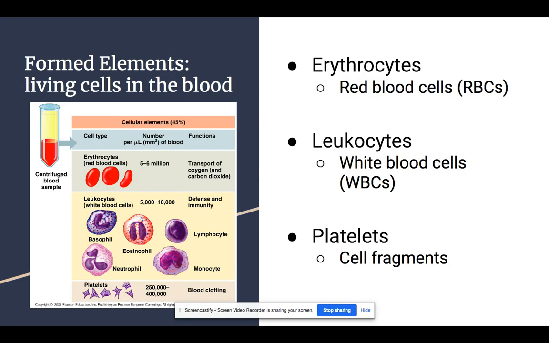And now let's go on to the formed elements. So again, the formed elements are going to be the living cells that are found within the blood. And there's 3 different components of the formed elements. There's the erythrocytes, or again, those that are called the red blood cells, the leukocytes, otherwise known as the white blood cells, and then the platelets, which are the cell fragments.